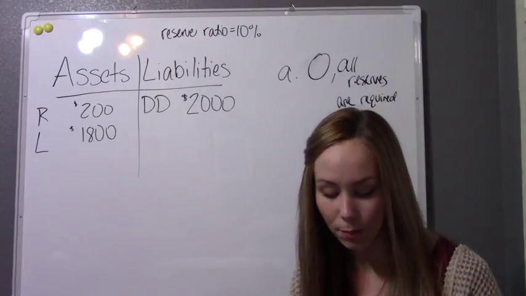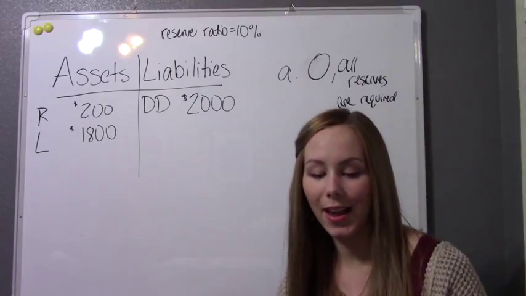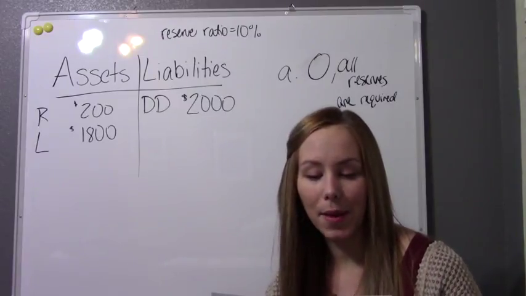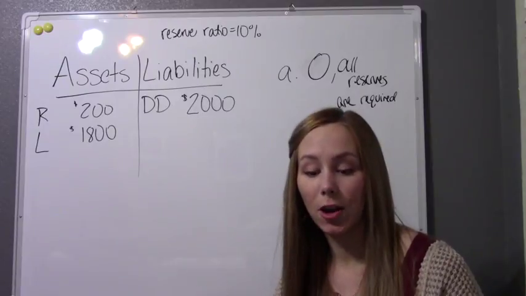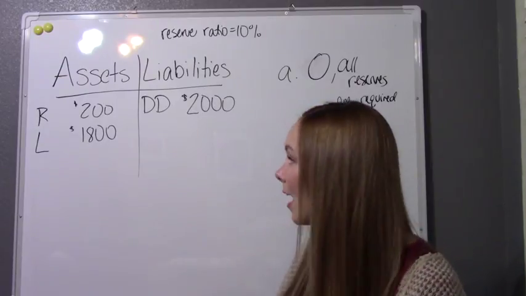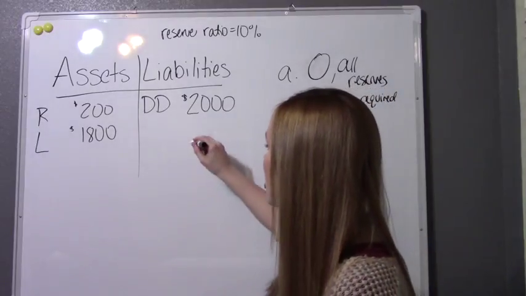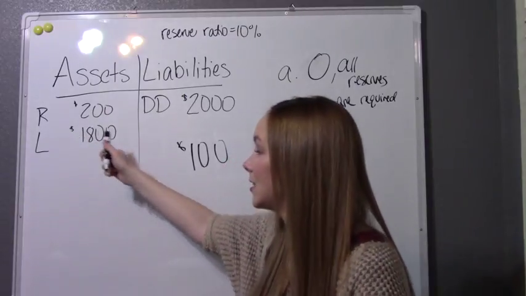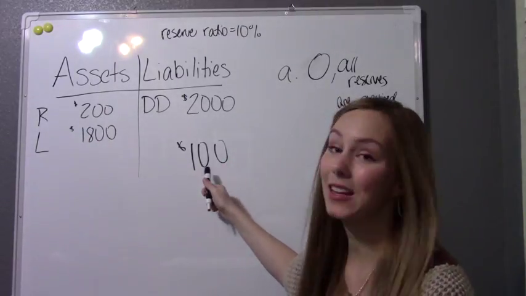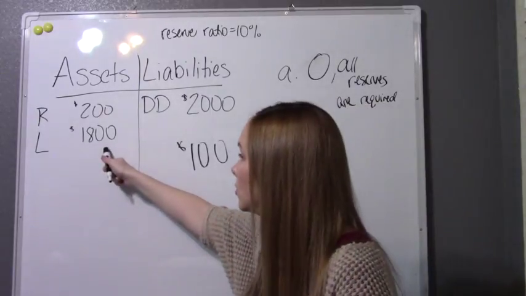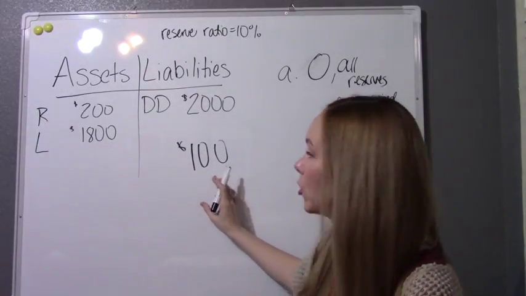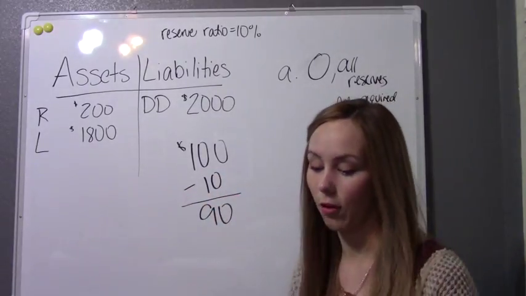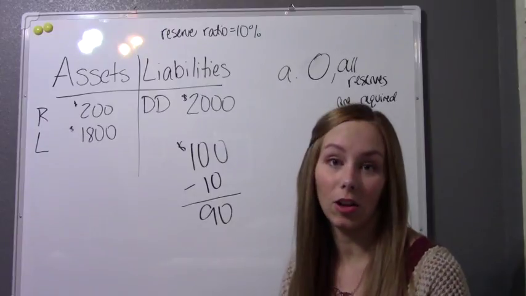Part B now says Mr. Smith deposits $100 of cash in a demand deposit account in First Superior Bank. Calculate the maximum amount of new loans that First Superior Bank can now make. Okay, so now demand deposits, he's added $100 into demand deposits. Required reserves is going to increase by 10%, so it's going to increase by $10. So loans, the amount that's left over after we subtract out this $10 that's going to be required reserves is $90. So First Superior Bank can now make $90 of new loans.